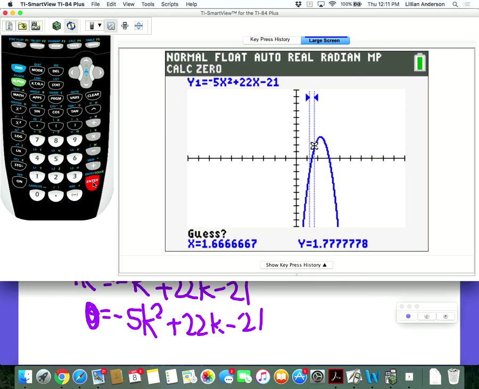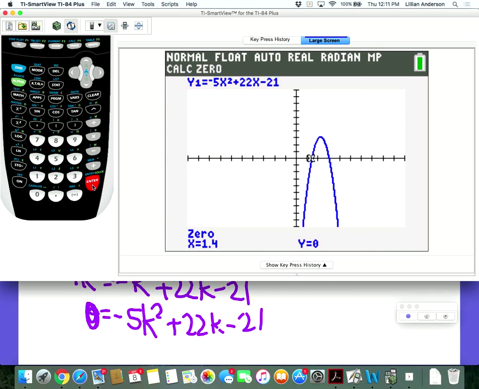Now, if you have a fancy calculator like mine, you're going to have these nice little lines, which basically show that my x-intercept lies in between them. If you don't, you still have these two triangles up here at the top. If you were to draw your own lines, you should see that the x-intercept falls in between them. And before clicking any more arrows, you click enter, where it says yes.